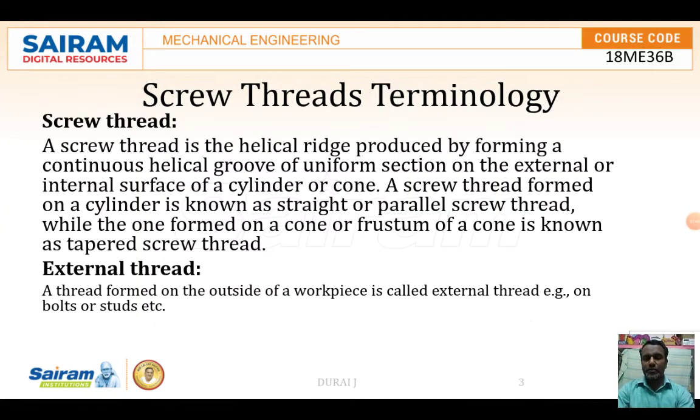So first we are going to discuss about some of the dimensions. Screw thread, already we know that a thread is some helical grooving in the cylindrical component, called the screw thread. Okay, some helical grooving according to the desired length it may be placed. So the definition is, the screw thread is the helical ridge produced in the forming of continuous helical groove, a uniform section on the external or internal surface of a cylinder or cone.